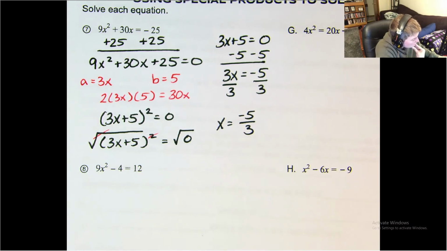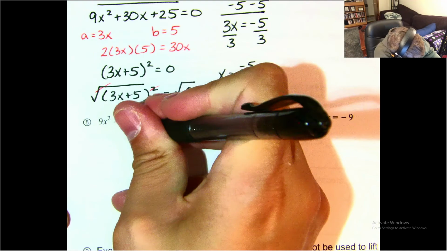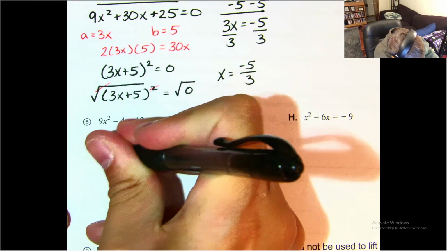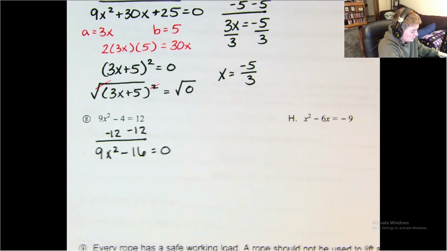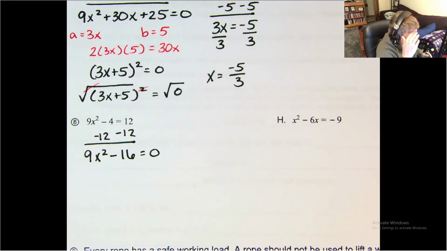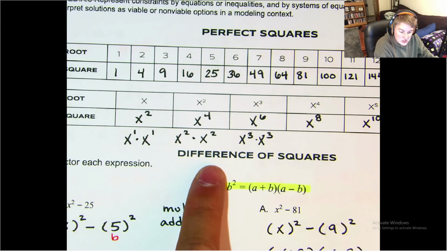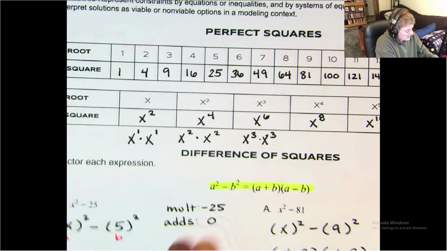Okay, the next one, it looks like I need to subtract 12 here. Subtract 12 to get 9x squared minus 16. Now this one only has 2 terms, so I need to check for other ways of factoring. So if you refer back to our first page, because it seems like it's been a minute, when I have 2 terms, I want to check if it's a difference of squares. I want to check if the first term and the second term is a perfect square.